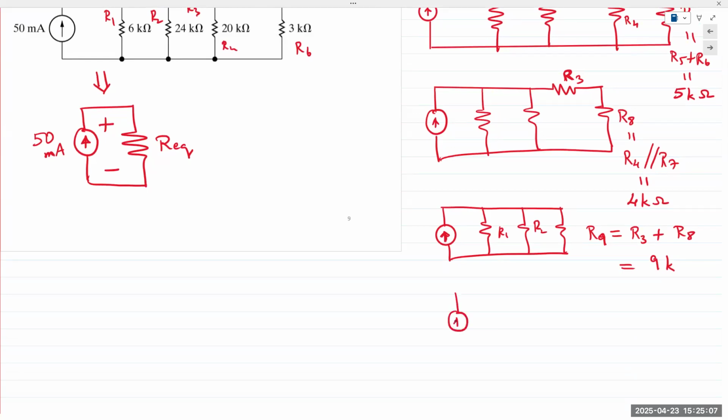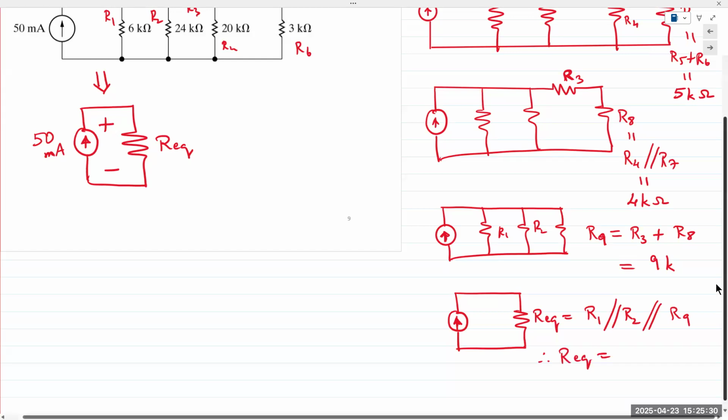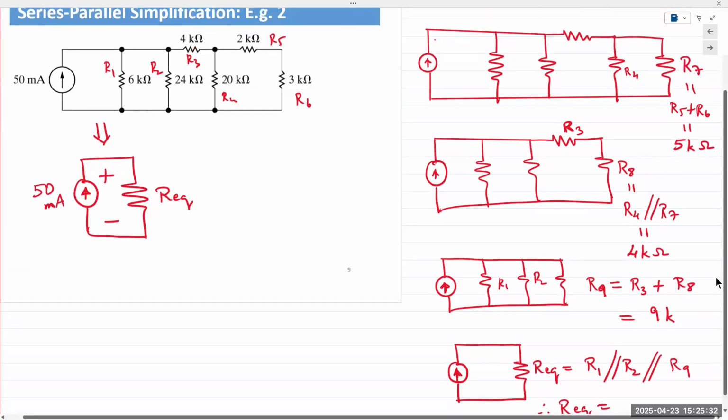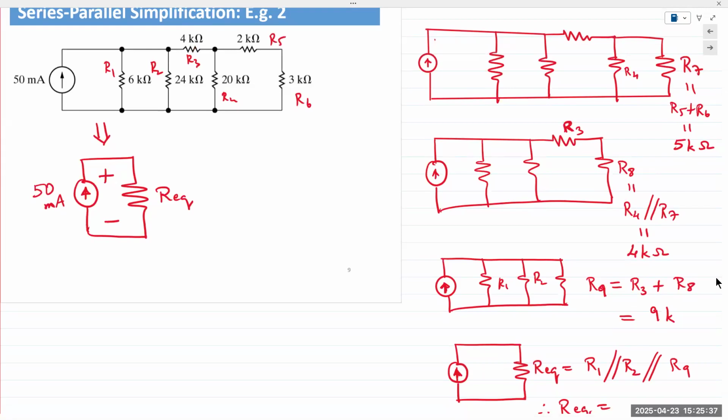Everyone perform this calculation. REQ is R1 in parallel with R2 in parallel with R9. Therefore, what is our REQ? 6K in parallel with 24K in parallel with 9 kilo ohms. 5 and 20 gives me 4. Oh, it's not 9, sorry, it's 8.